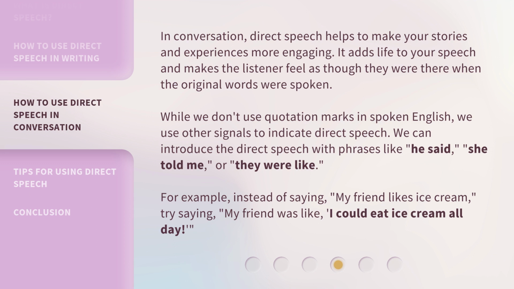We can introduce the direct speech with phrases like, "He said," "She told me," or "They were like." For example, instead of saying, "My friend likes ice cream," try saying, "My friend was like, 'I could eat ice cream all day.'"